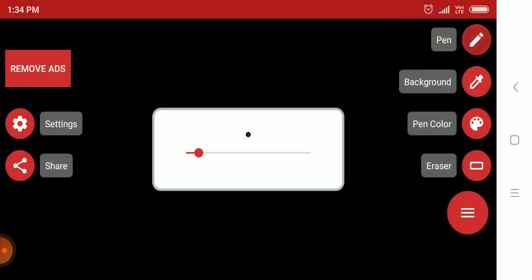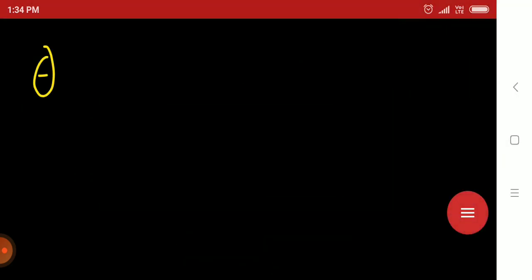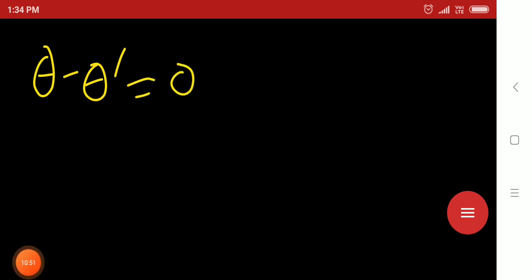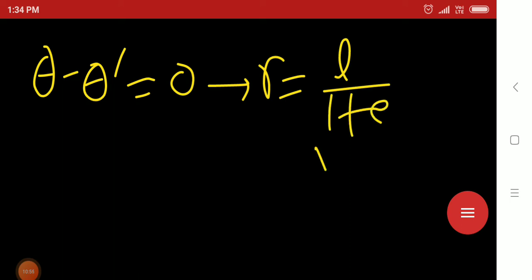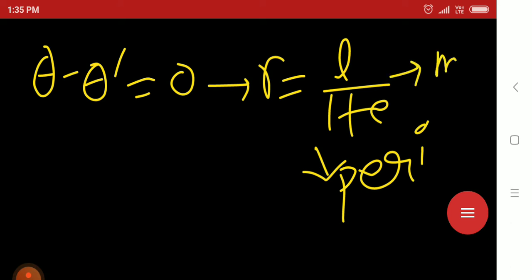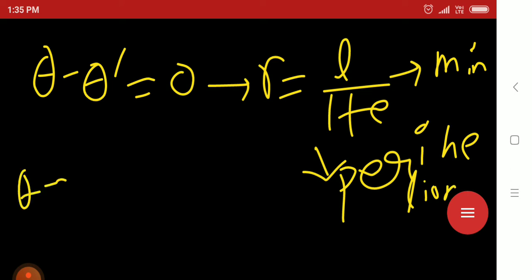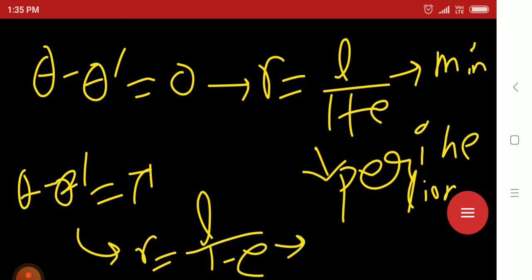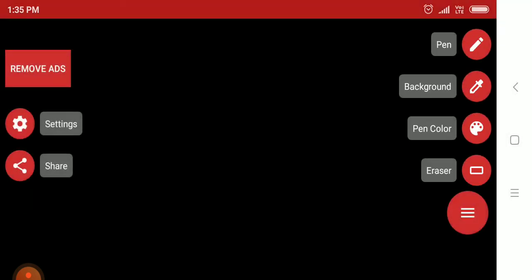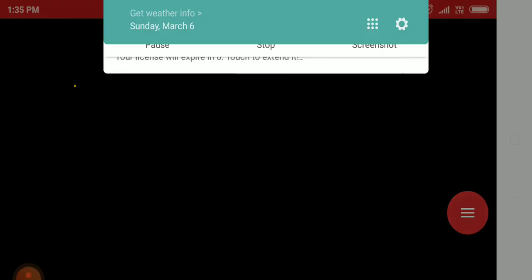The conclusion is that for theta minus theta prime equals 0, we get R equals L by 1 plus e, and that is perihelion, the minimum radius. And for theta minus theta prime equals pi, we get L by 1 minus e, that is maximum, and that is aphelion. So we are getting another thing, the semi-major axis, also.